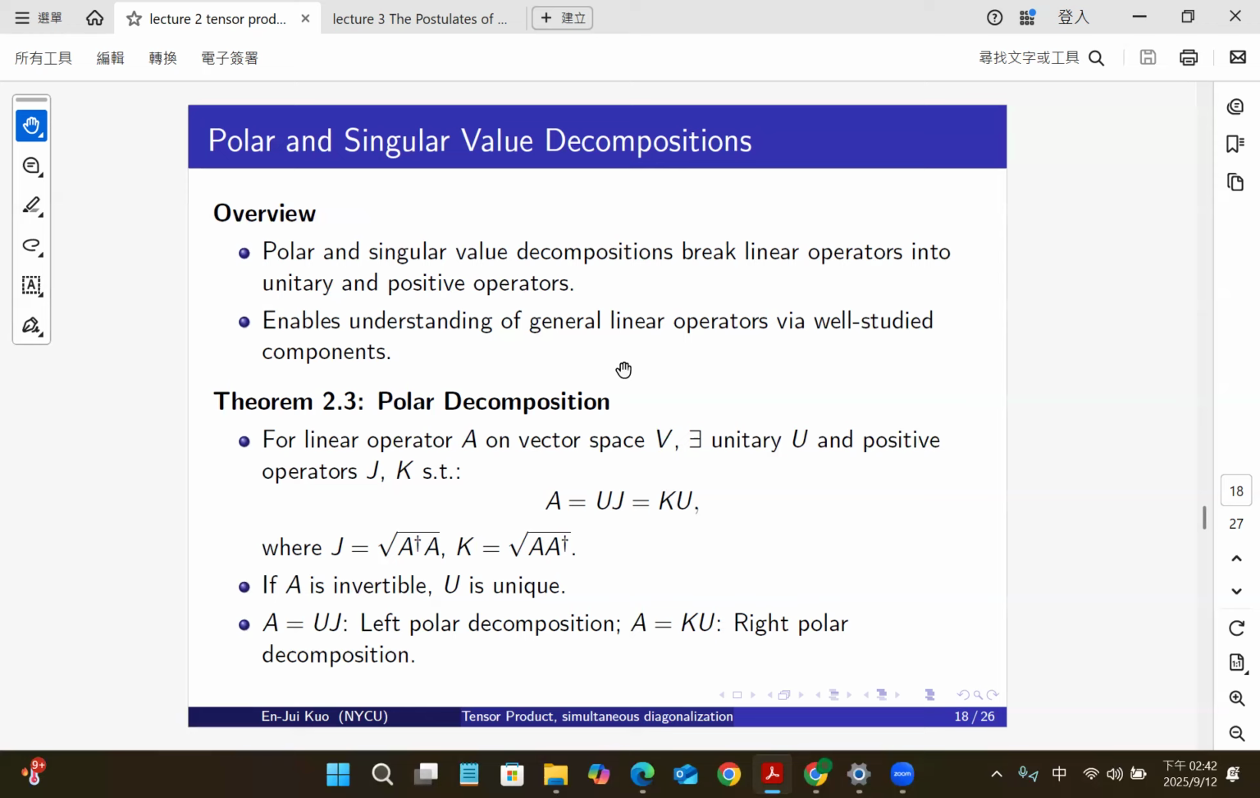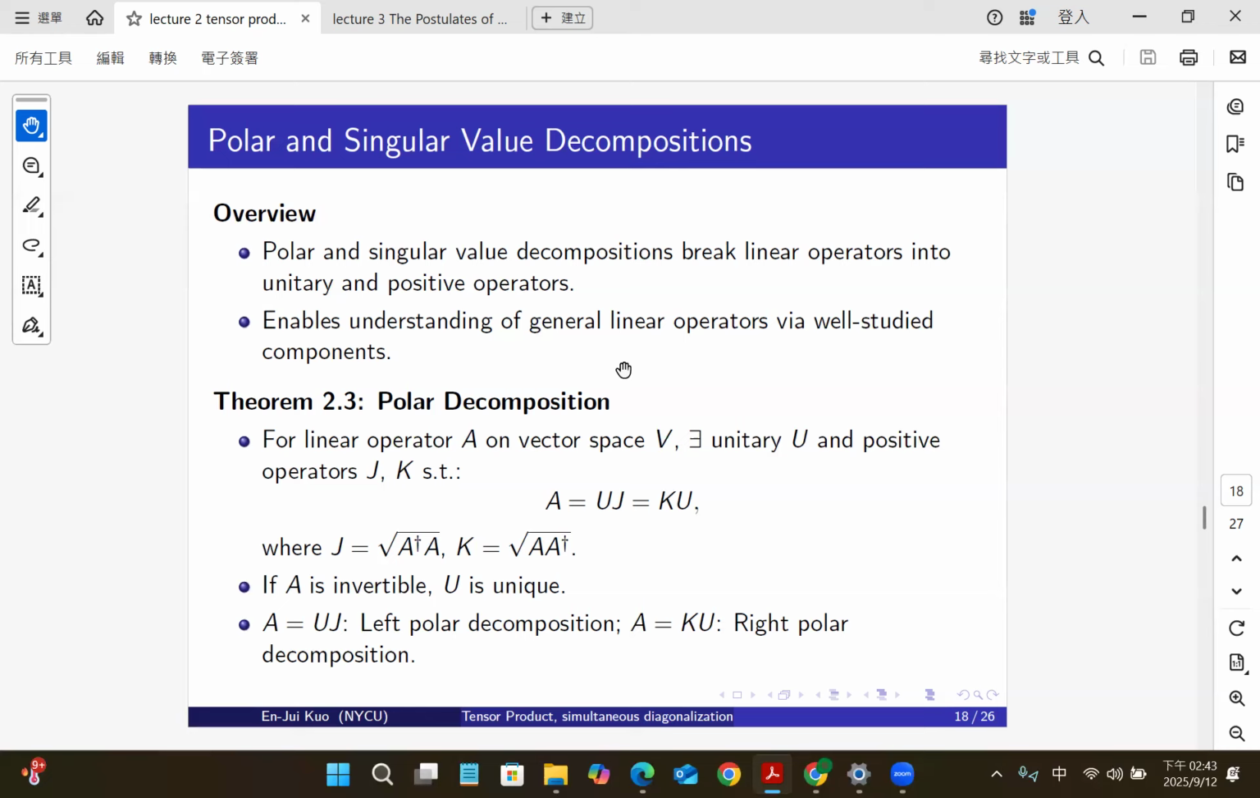So this theorem tells you that you can write any linear operator A as a unitary times a positive semi-definite matrix. You can always write A as UJ, where U is unitary and J is a PSD matrix. This is called the left polar decomposition, and there's another way to write it, with the positive semi-definite matrix on the left and the unitary on the right.